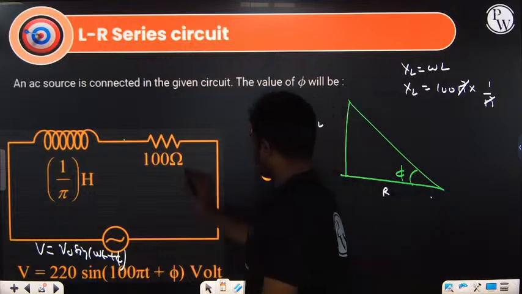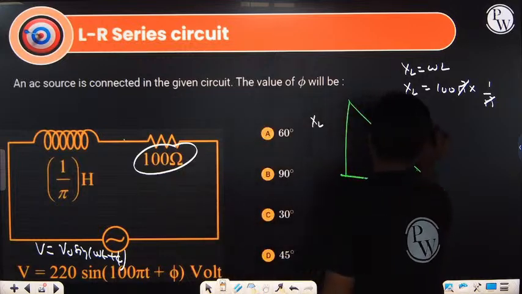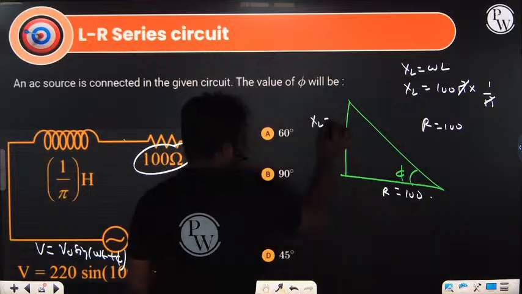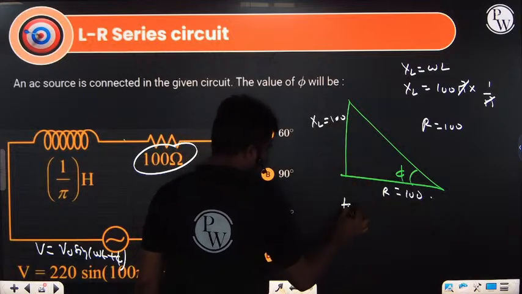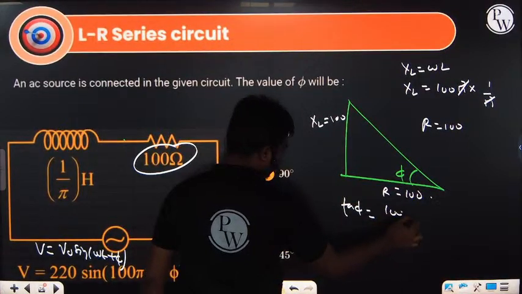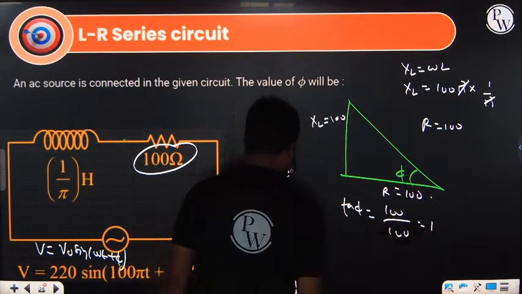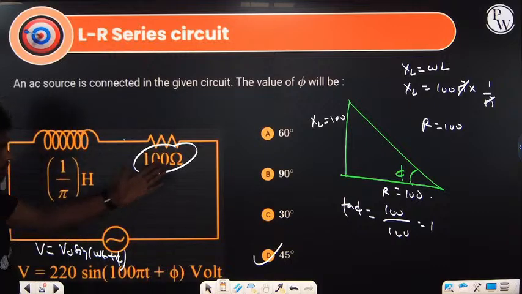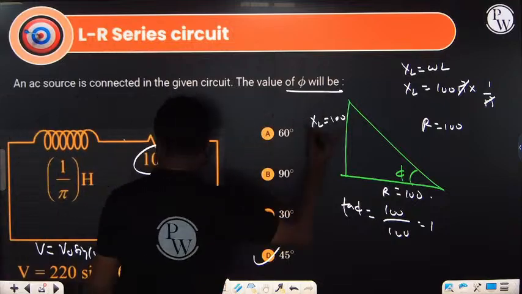What is the resistance value? Resistance is 100. So this particular side is 100, and this value is also 100. So what is tan phi? 100 divided by 100, we have 1. So phi equals 45. Clear? Phi equals 45. So this is the use of the impedance triangle to solve this type of question.